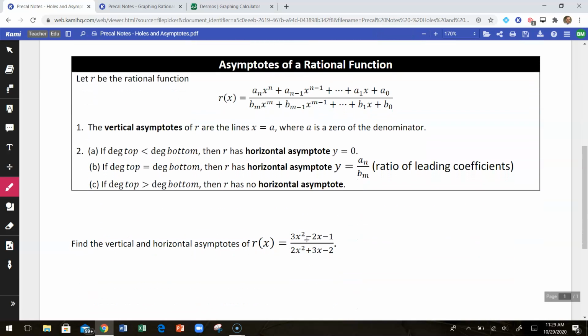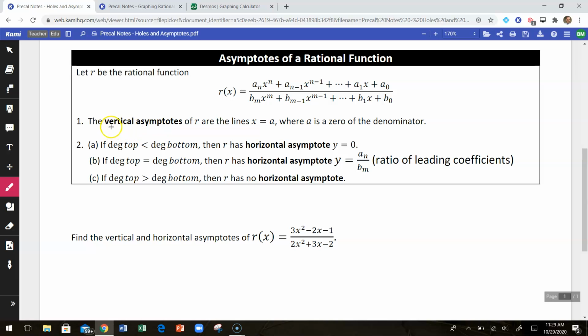So, given a rational function, the vertical asymptotes happen when a is a 0 of the denominator. So there are lines x equals a where a is a 0 of the denominator. To find vertical asymptotes, we are going to set the denominator of a rational function equal to 0 and solve, and those values that make the denominator 0 will be vertical asymptotes or possibly holes, and I'll explain the difference as we go through this.